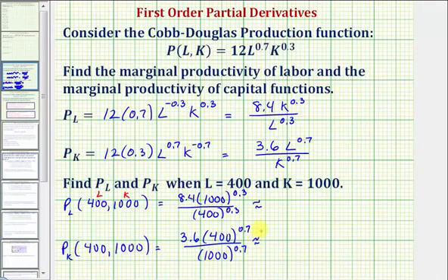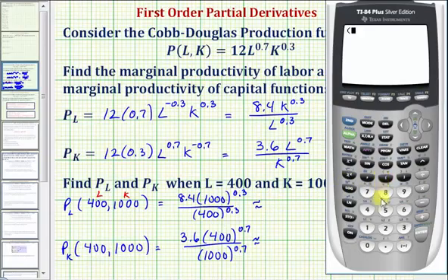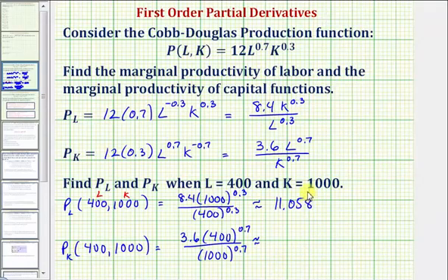Now we'll evaluate these on the calculator. So first we have in the numerator 8.4, and then times 1000. This is raised to the power of 0.3. Right arrow, close parenthesis, that's the numerator, divided by 400, raised to the power of 0.3. Enter. If we round to 3 decimal places, this will be approximately 11.058. This is the change in production with respect to labor at this point.